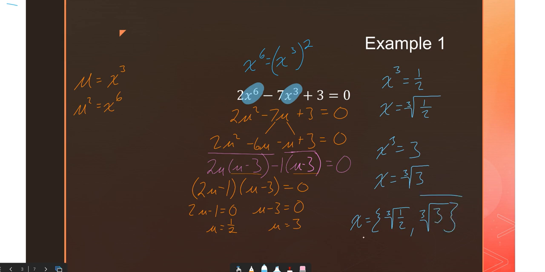And there's no need for plus or minus because I need them to be positive when I'm taking an odd index for our radical, and we end up having those two solutions.